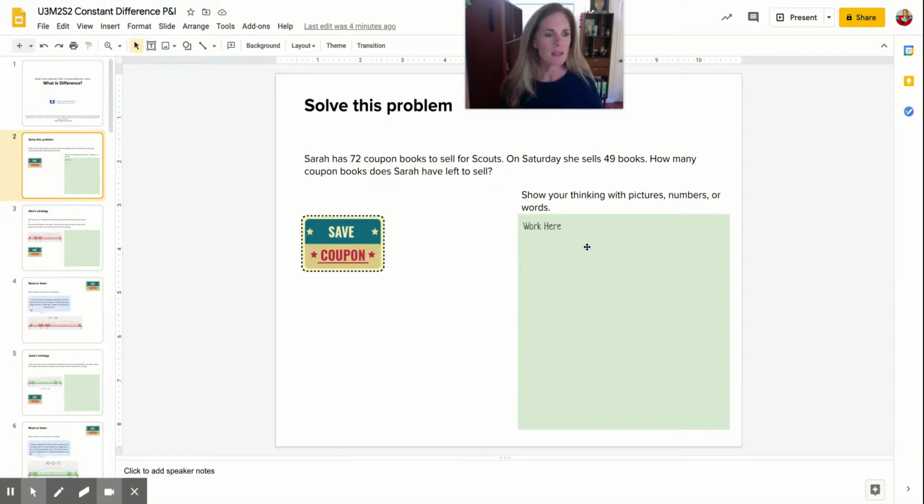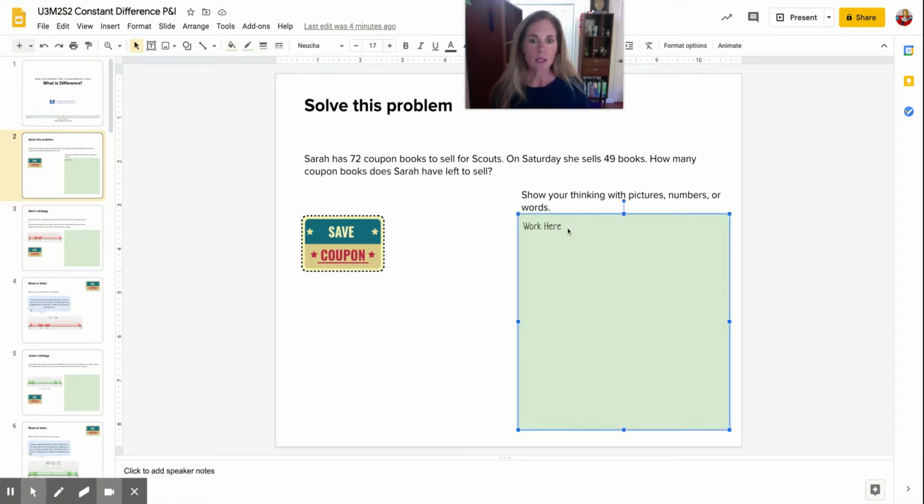So again, as always, you're welcome to do this on a piece of paper. Just please do take a picture of it and put it in this green space on this slide, not in some random place where I can't find it and can't connect it to this problem. Otherwise, you can work here using your keypad.